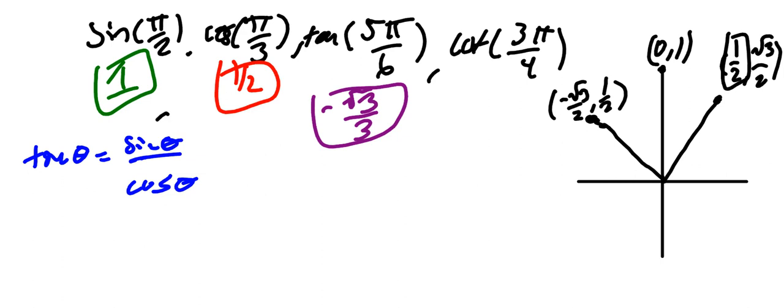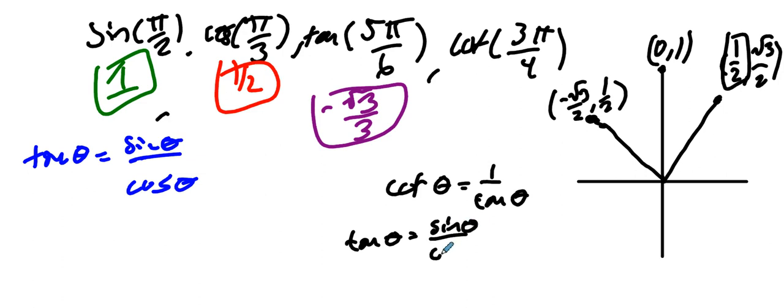Now, let's find cotangent. Cotangent is equal to, oops, that is technically not the right notation. Cotangent theta is equal to 1 over tangent of theta. The tangent of theta is equal to sine of theta over cosine of theta. So that means cotangent of theta is going to equal cosine of theta over sine of theta. So let's convert it to degrees.